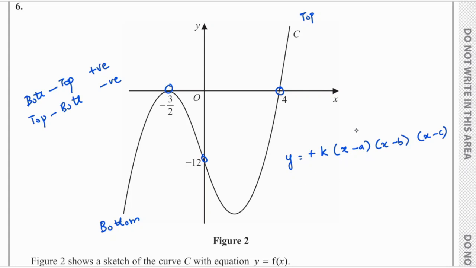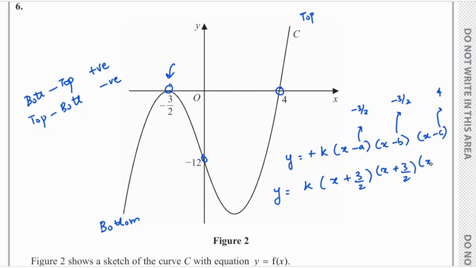So the two of these intercepts are at -3/2 because it is touching at this point, and this point would be at 4. Okay. So as of now, we can write it down: y is equal to k multiplied by x plus 3/2 times x plus 3/2 times x minus 4. Now we know that the y-intercept is -12. That means that when x is equal to 0, y must be equal to -12. So I just plug it over here.